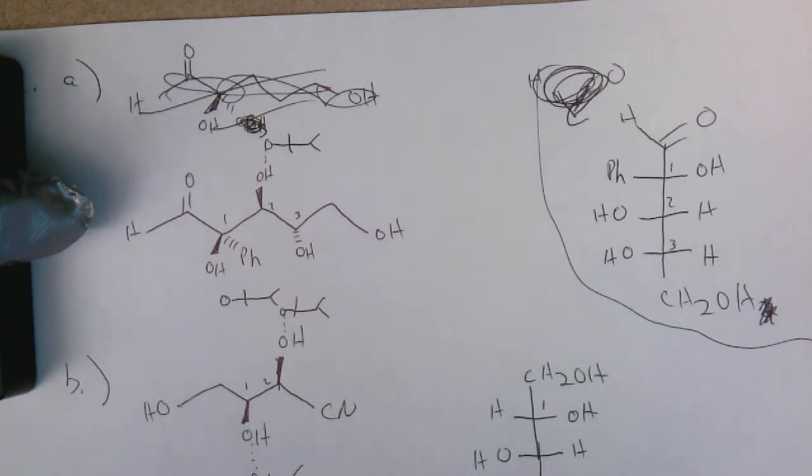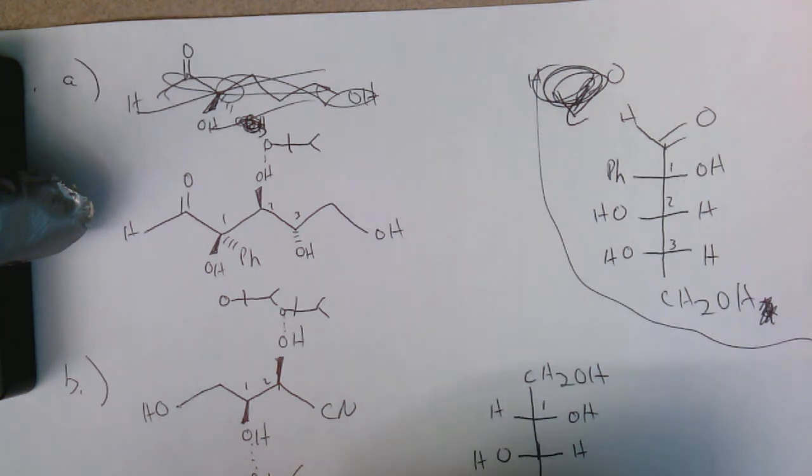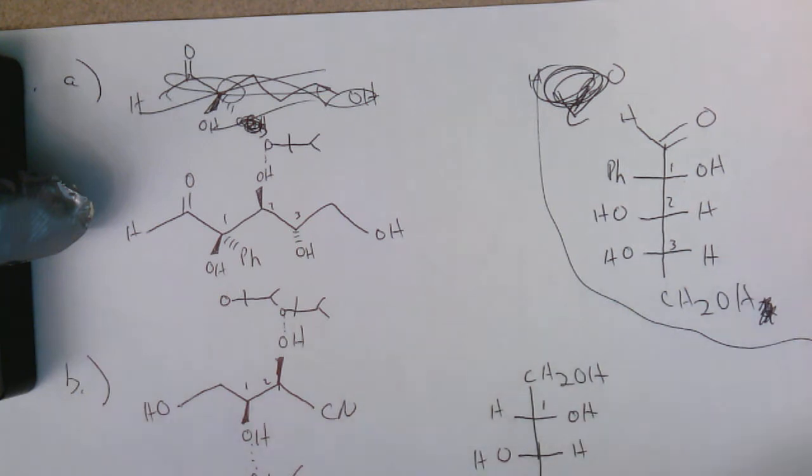1, 2, 3, 4 chiral carbons, right? And a CH2OH. We're going to do it the express way. We're going to just assign this carbon and base everything off of it. So looking at this from underneath, this OH would have to be on my right for carbon 1.